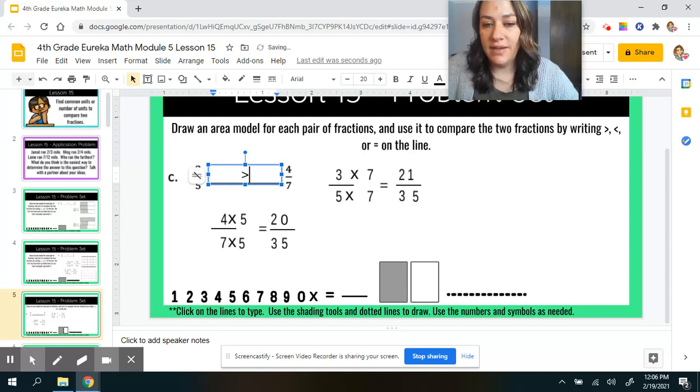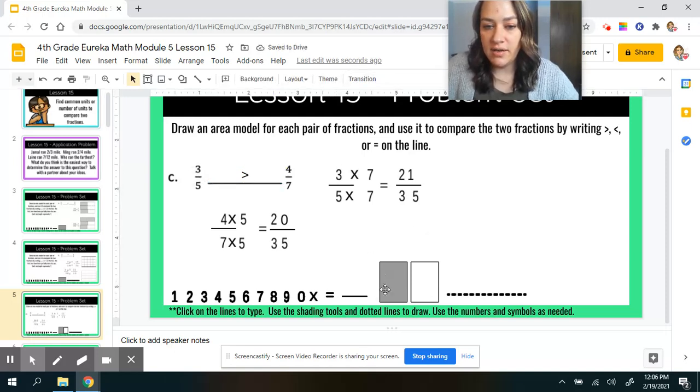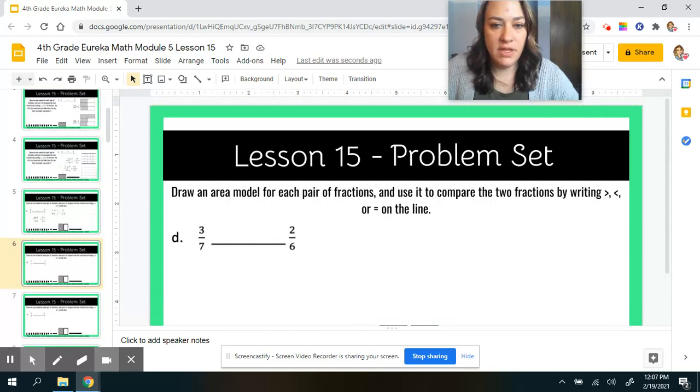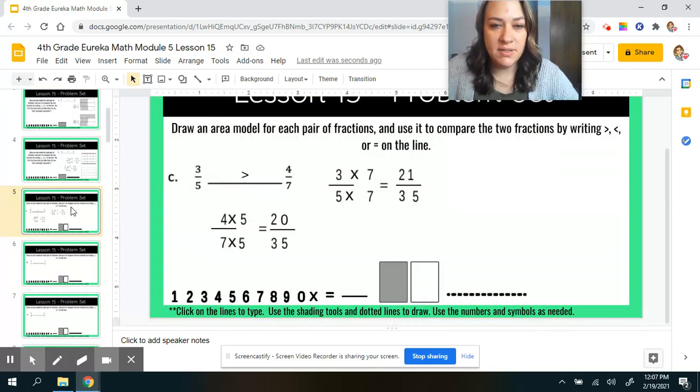So 3/5 is greater than 4/7. And again, if you want to do the area models, you can. But that's just a lot of dragging, shading, crossing out. It'd be a lot easier to draw it on paper. So if you want to draw it on paper to double check, or you can just use this multiplication. And same thing when you get to your practice pages, if you just show me the multiplication, that's 100% fine.